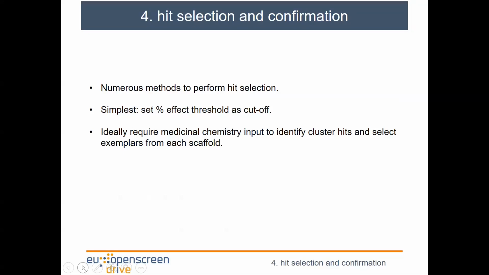And often what you want to do is have exemplars from different scaffolds. You want to make sure that the compounds that you pick and progress are from multiple chemotypes. That gives you enough space, as some of the chemotypes will not progress further through the drug discovery cascade, so you can deprioritize them and then prioritize other scaffolds. Next slide, please.